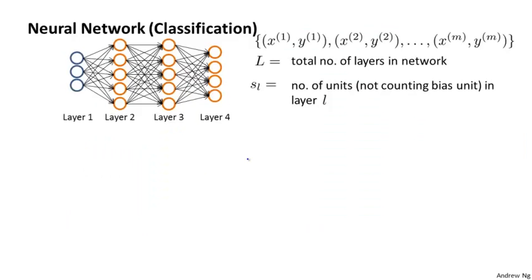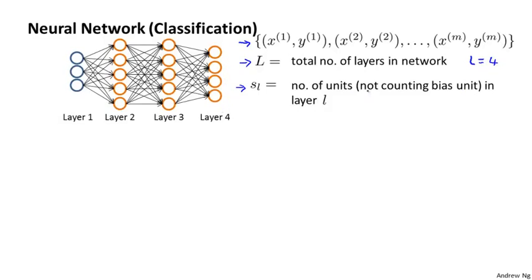I'm going to focus on the application of neural networks to classification problems. So suppose we have a network like that shown on the left, and suppose we have a training set like this of x_i, y_i pairs of m training examples. I'm going to use uppercase L to denote the total number of layers in this network. So for the network shown on the left, we would have capital L equals 4. And I'm going to use S subscript L to denote the number of units, that is the number of neurons, not counting the bias unit, in layer L of the network.